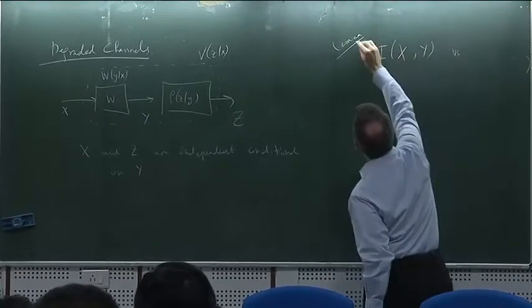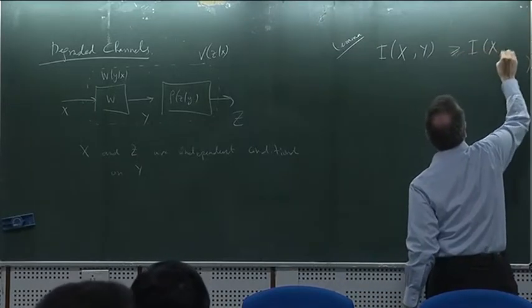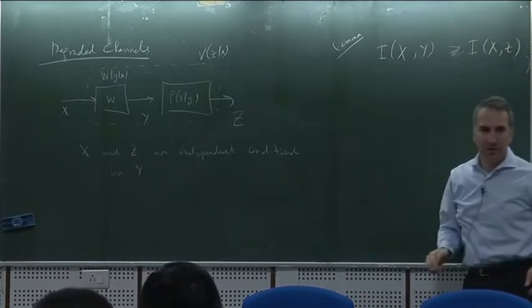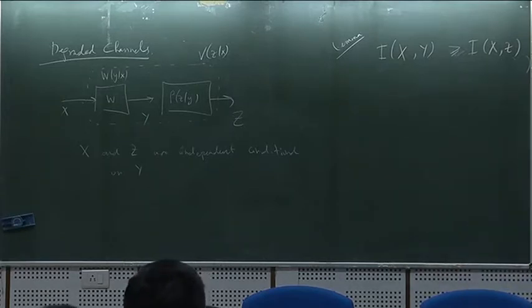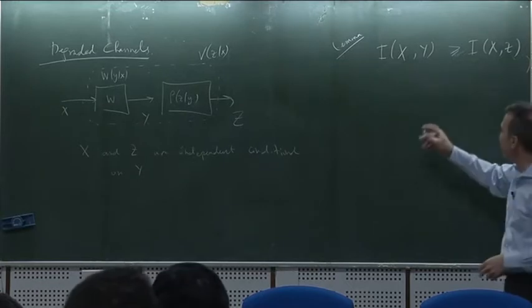a lemma. I of xy is always more than I of xz. So processing of the output is never going to help you. And the proof of this, I'm not sure if you saw it in the previous lectures. It's a triviality. Let me just write it down. So, the proof.